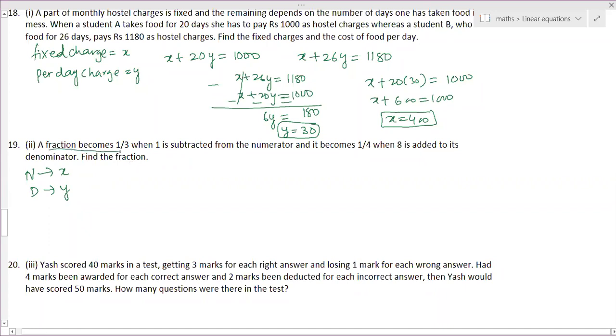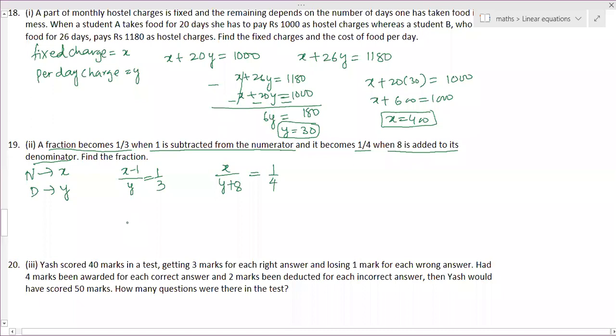The fraction becomes 1 by 3 when 1 is subtracted from the numerator, so x minus 1 by y is equal to 1 by 3. And the next one: it becomes 1 by 4 when 8 is added to its denominator, so x by y plus 8 is equal to 1 by 4.